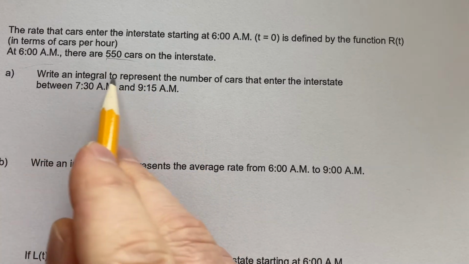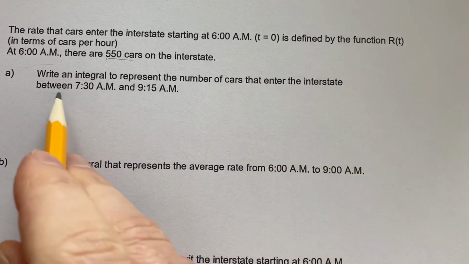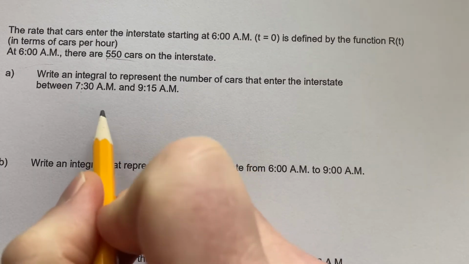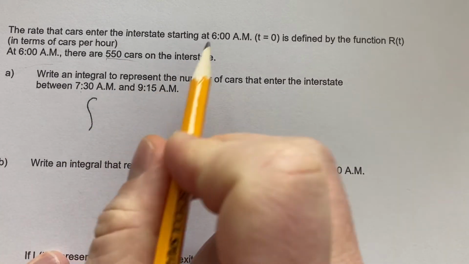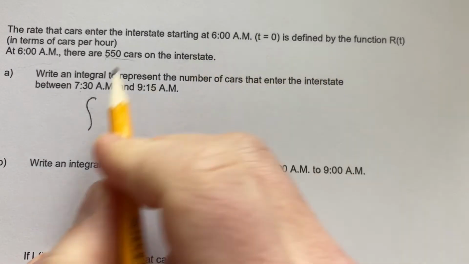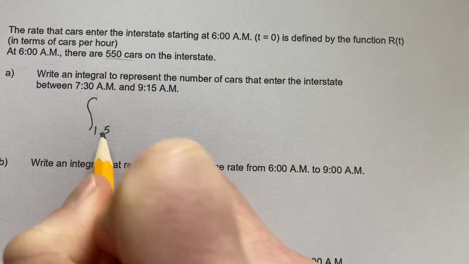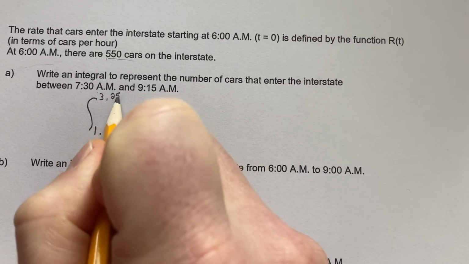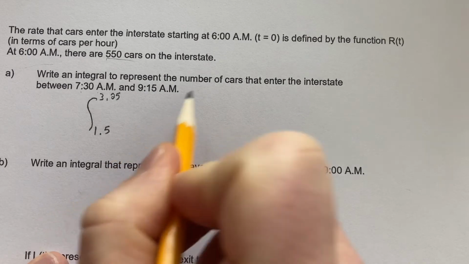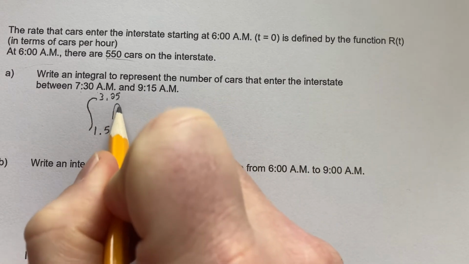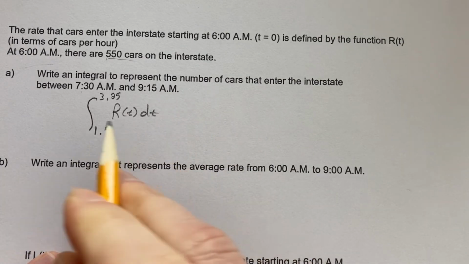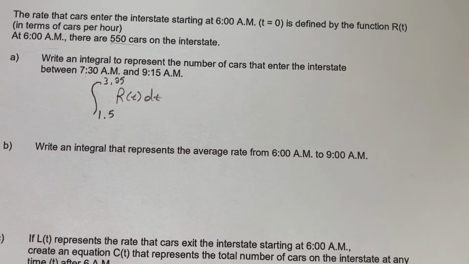So we want to write an integral that represents the number of cars that enter the interstate between 7:30. So we're not asking for the total number that are there. We just want to know how many came in from 7:30 to 9:15. So this is going to be the integral. 6 o'clock is time 0, so 7:30 would be 1.5, 1.5 hours later. 9:15 would be 3.25, 3.25 hours later. And the rate that those cars are coming onto the interstate is r of t dt. So this would give us how many cars entered the interstate between this time and that time.